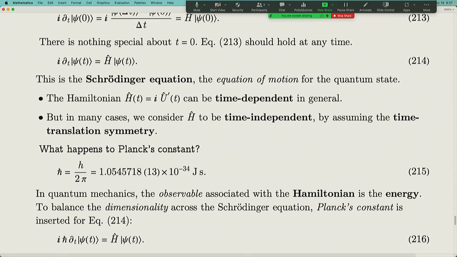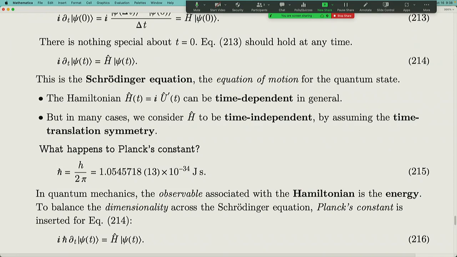But in many cases, we consider this Hamiltonian to be time-independent. That's also very common, if you just put a particle in a uniform electric field without changing anything in time, then it's a time-independent problem. And in many cases, we encounter this kind of problem because we assume time translation symmetry, that means the system has a translation symmetry in time. The system or the environment the particle experiences doesn't depend on time, then the Hamiltonian also doesn't depend on time. So this Schrödinger equation has two versions. One is the time-dependent Schrödinger equation. The other is the time-independent Schrödinger equation.